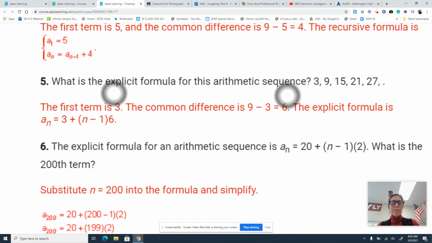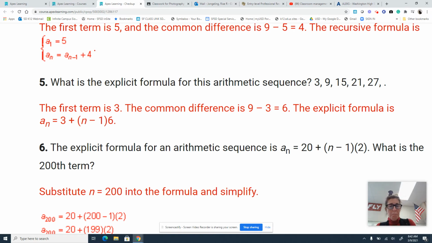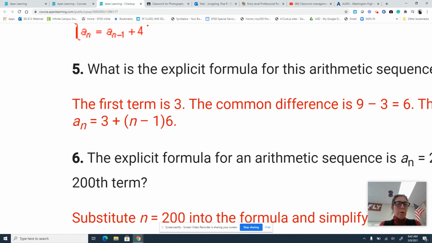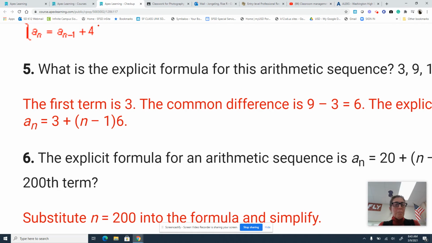What is the explicit formula? Okay, the explicit formula is a little different. This is 3, 9, 15, 21, 27. So you have to know, first of all, what your first term is. So here is our explicit formula and how we write that.